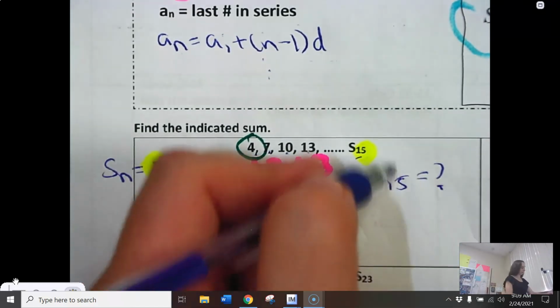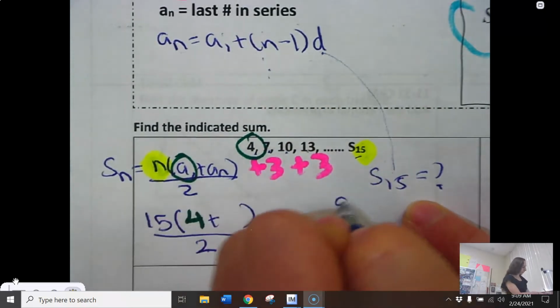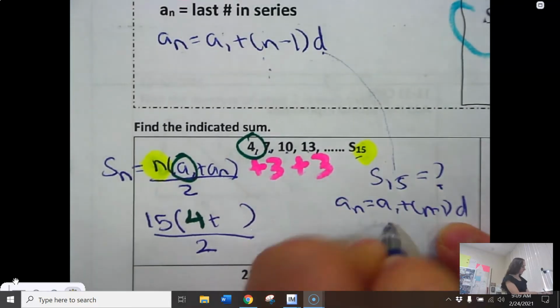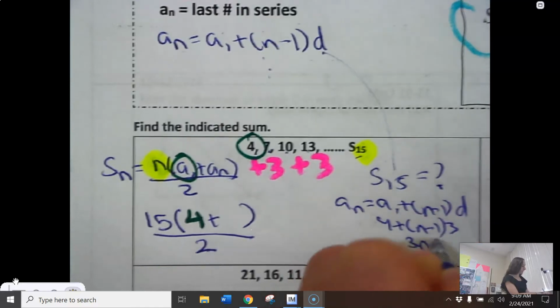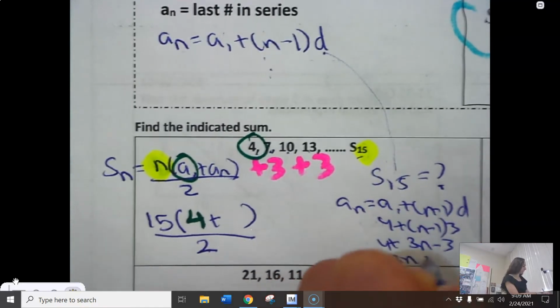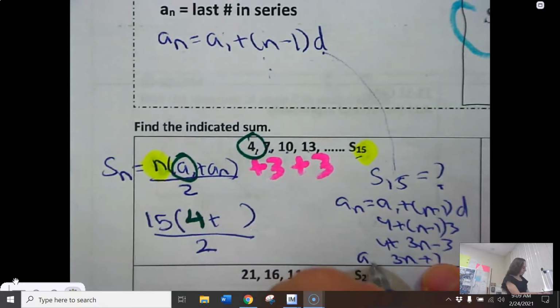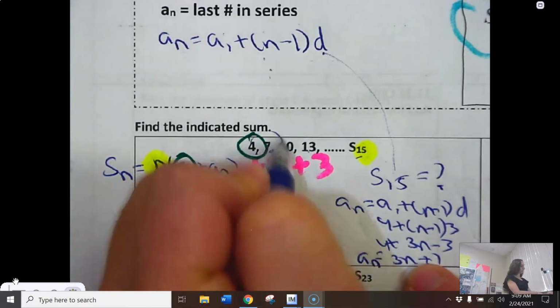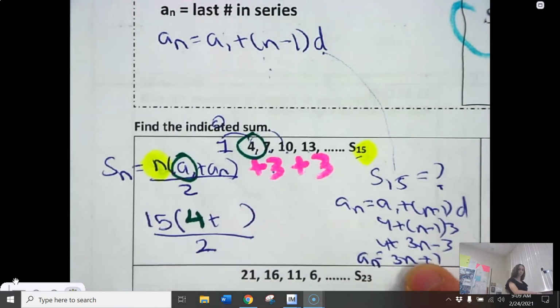Oh, we got to go back to this formula. So I can either do a sub n equals a1 plus n minus 1 times d. Plug in 4, n minus 1 times 3, 3n minus 3 plus 4, 3n plus 1. And that's my formula for my a sub n. Or I could go, remember the patterns here. If this is plus 3, this is minus 3, that's my 0 term.